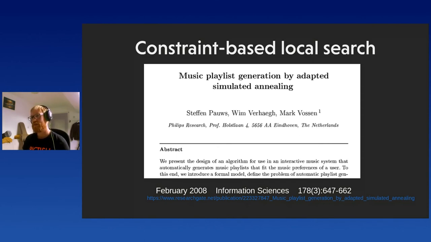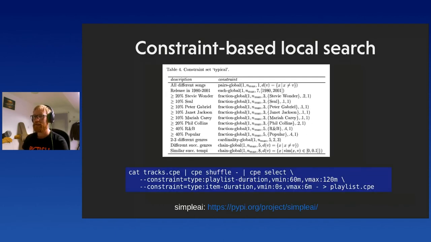And this paper is a really interesting read. They demonstrate recommending music generating playlists by defining a series of constraints. So here's an example from the paper of one of the tests they did in their research. And there's a list of different constraints. Now, the right-hand side is, this is an academic paper, so it's quite mathematical. But on the left-hand side, in the description column, you can see the first constraint is that all the songs should be different. The second constraint is that they should be released between 1980 and 2001. The third constraint is that 20% should be Stevie Wonder, always a good choice, and so on.